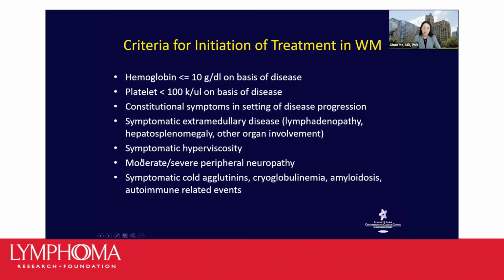And then there are disease features that are solely related to the IgM protein. For example, if a patient has symptomatic hyperviscosity syndrome, as we discussed, or if their IgM level is going high enough that we're starting to worry about their risk of developing hyperviscosity syndrome, then you do want to treat to prevent that from happening. Or if the patient has symptomatic progressive peripheral neuropathy, or some of the other IgM-related complications, such as cold agglutinin disease, cryoglobulinemia, amyloidosis, and other autoimmune events.